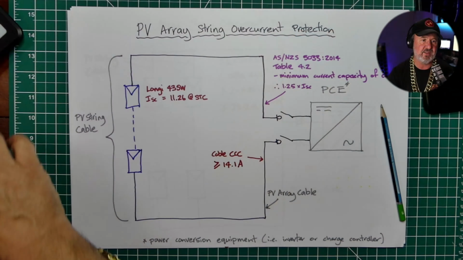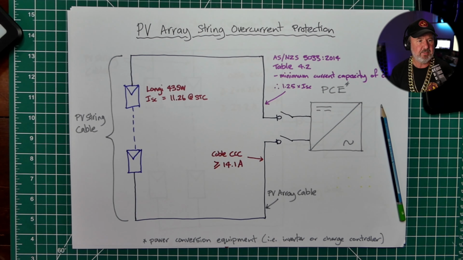So let's go to the problem. The problem it starts with, and this is where I'm going to bring up my drawing. So I'll just bring this overhead drawing here. The problem starts with understanding the ratings for cables in a PV system.